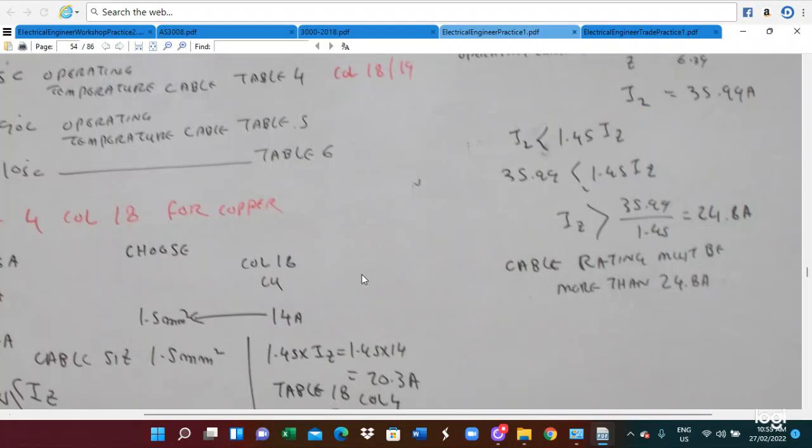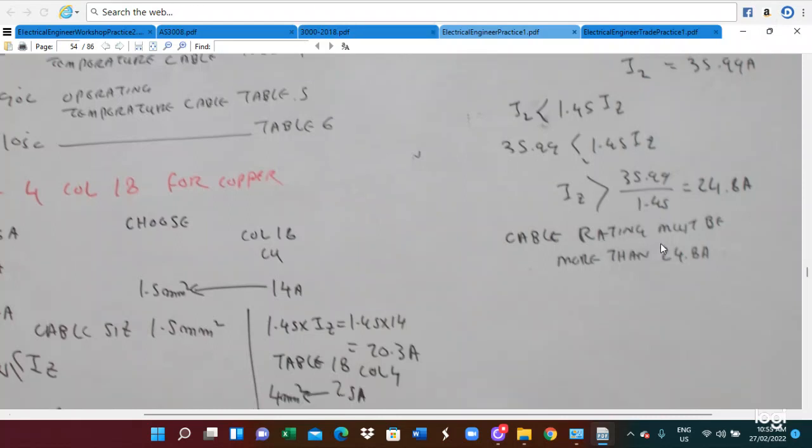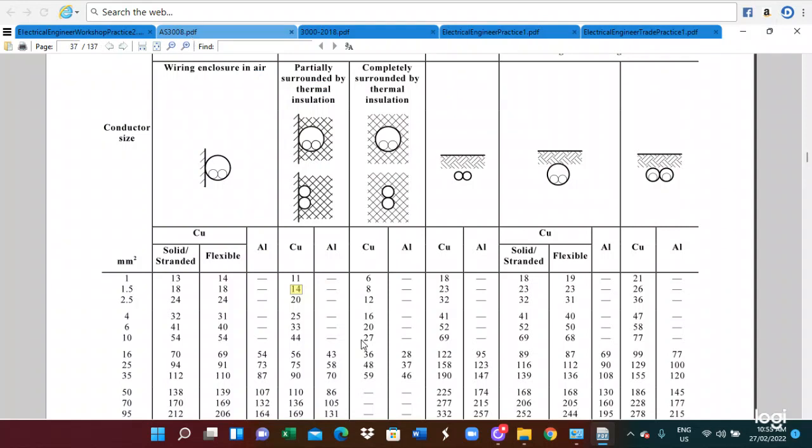So we must select the higher rating, 24.8. Based on the 24.8, we must utilize the higher rating. So in this case, we look at this AS 3008. Okay, so we cannot utilize a 1.5 millimeter square. But if you select the 2.5, the current is only 20.